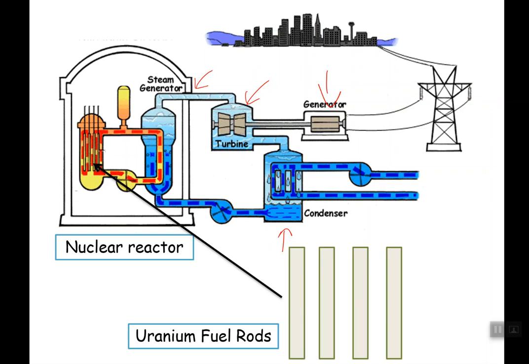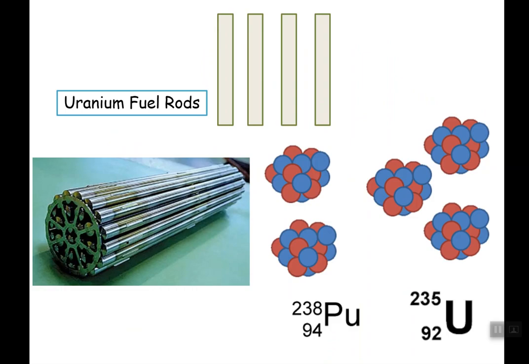Now, this fuel that we use is usually uranium, but it also can be plutonium. The uranium isotope that it uses is uranium-235. Uranium-238 isn't as good in a fission reaction as uranium-235. So do try and remember uranium-235. Another fuel they can use is plutonium-238.